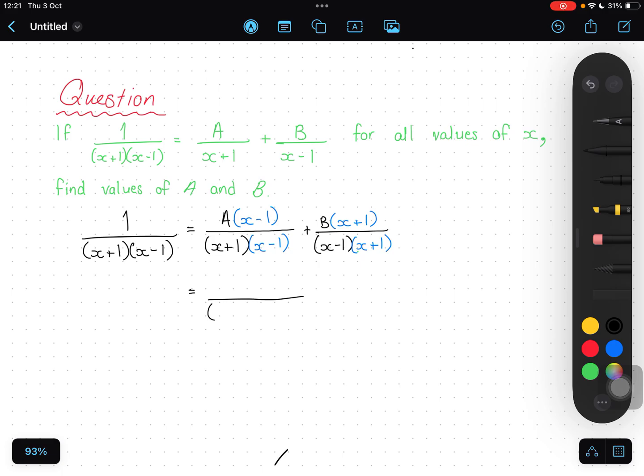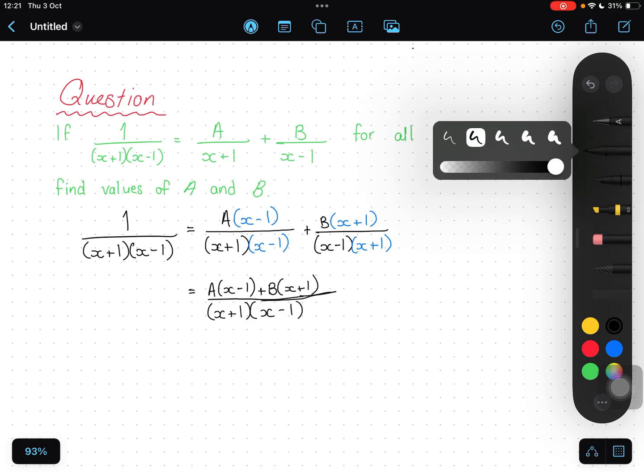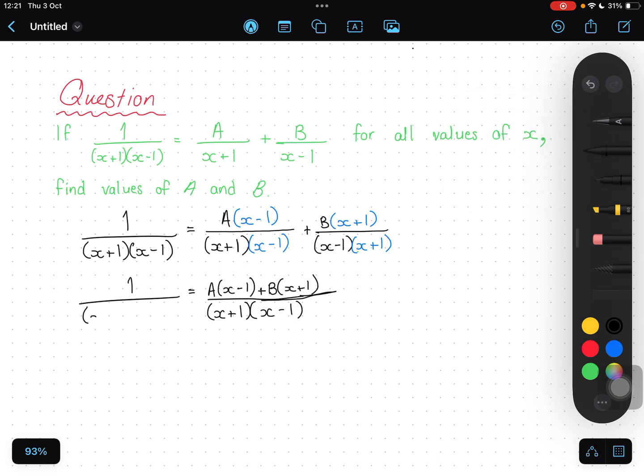Okay, so they have a common denominator, so I can write the top lines together with the common denominator written once. So I'm going to have a by x minus 1 plus b by x plus 1. Okay, and that line is over the full, underneath the full top line. Okay, that is what my left-hand side is equal to. So 1 over x plus 1 by x minus 1. Okay, so we can see now that they have the same denominator on both sides.